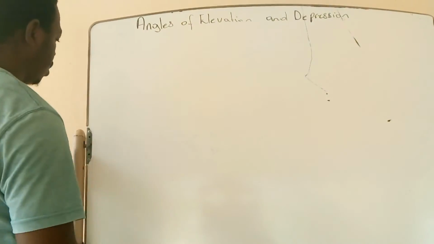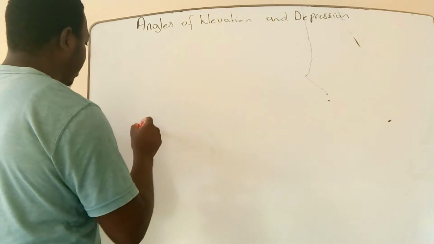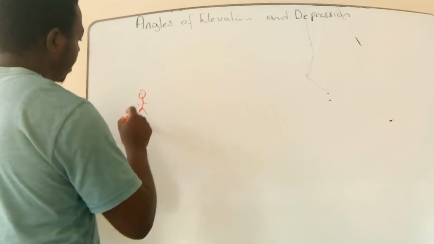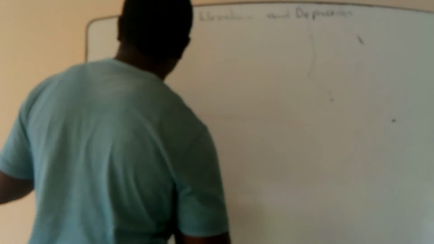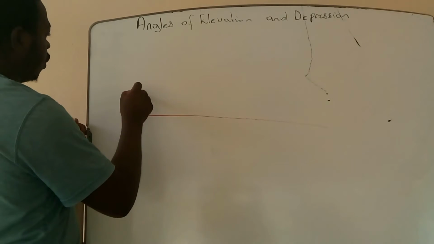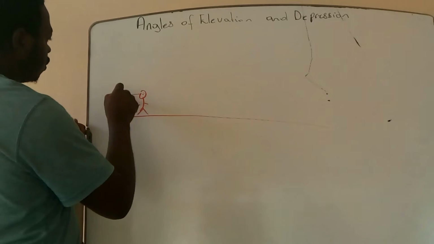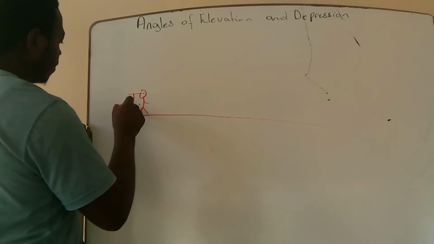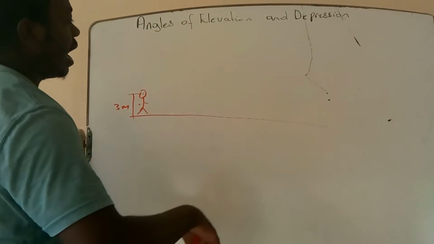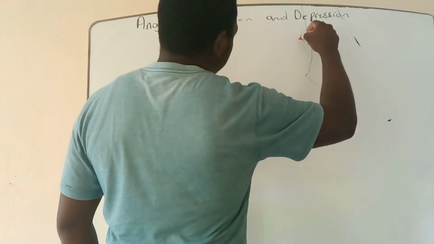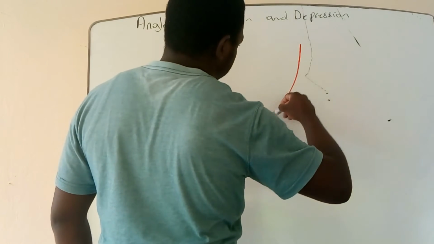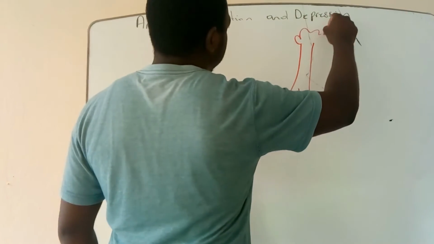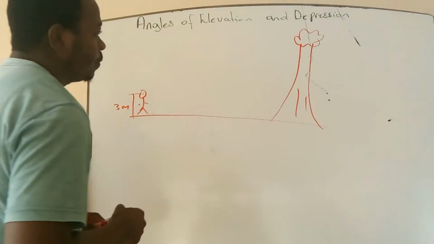Let's say that you're standing on the ground, and your height, to your eyesight, is about 3 meters. You're 3 meters tall. And you have a tree somewhere here, something looking like this. Right? You have a tree.